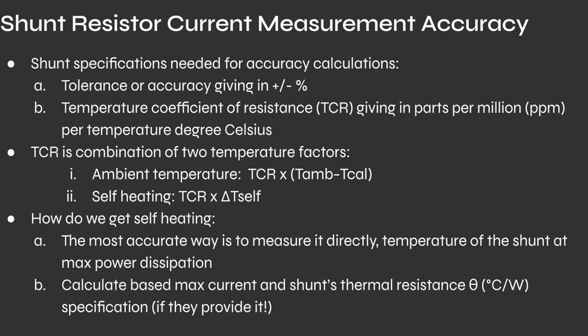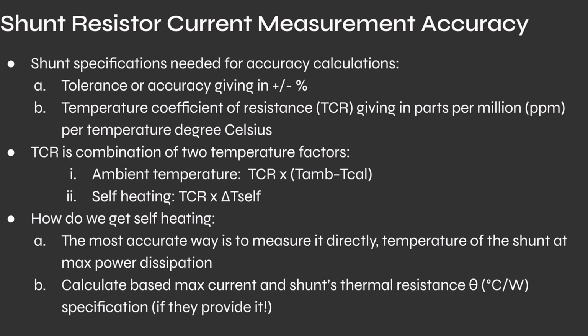Okay, let's talk about some important shunt specifications. So the big one is the tolerance of the shunt, or sometimes it's referred to as the accuracy. And this is just a plus minus, typically in percentage of the shunt's value. The other one is temperature, and this is the one that's overlooked. So the spec related to this is typically called temperature coefficient of resistance, or TCR. And it's typically given in parts per million, or ppm. Parts per million per degree Celsius, I should say.